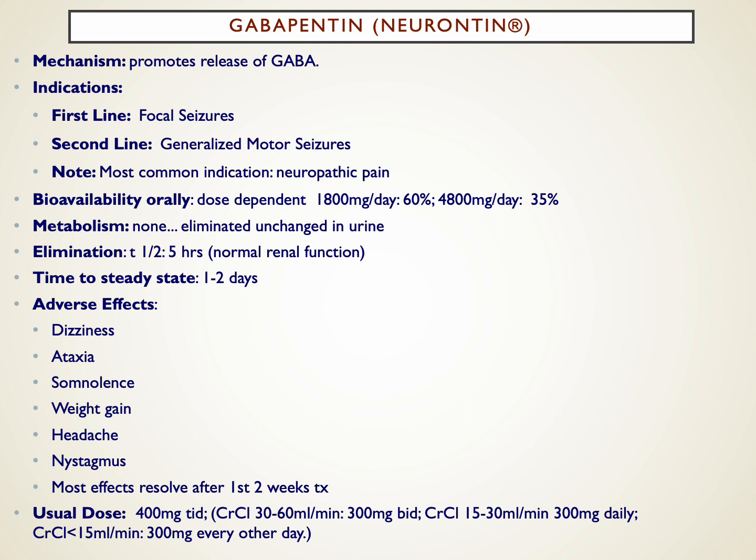Where gabapentin is most commonly used is for neuropathic pain. And you'll see it pretty commonly used in that indication. In fact, many clinicians use this as a first-line agent for neuropathic pain. The advantage is that it's generic, it's pretty well tolerated in most patients.